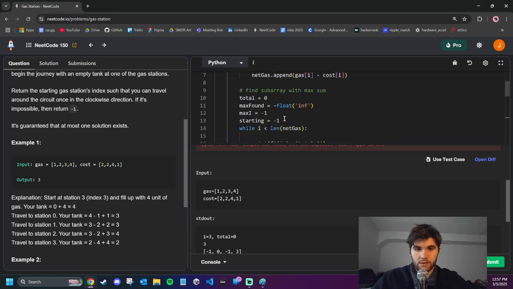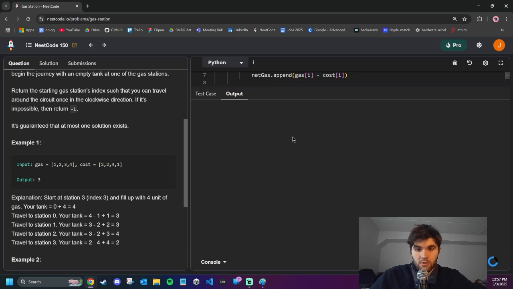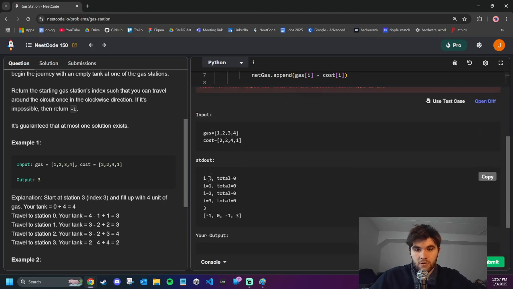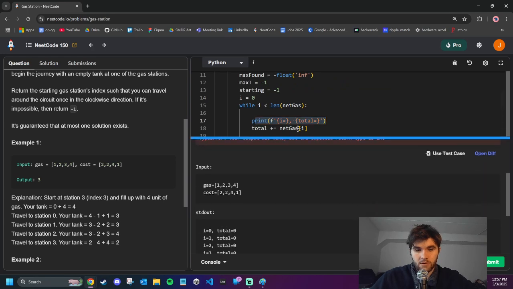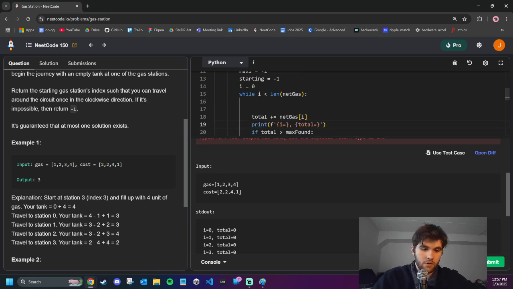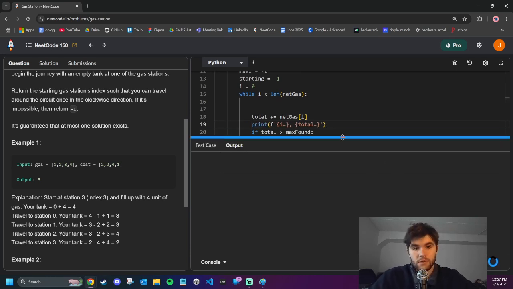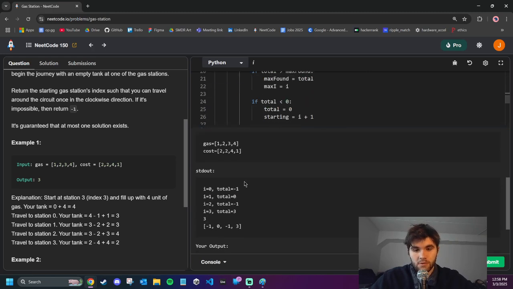What is I? I does not start at 0. That makes sense. Okay, so I equals 0. In the total, I think I want this underneath here. So just putting these print statements here to help debug it. Okay, so when I is 0, our total is negative 1. So we'll reset.